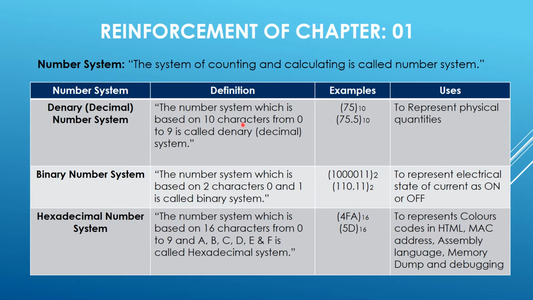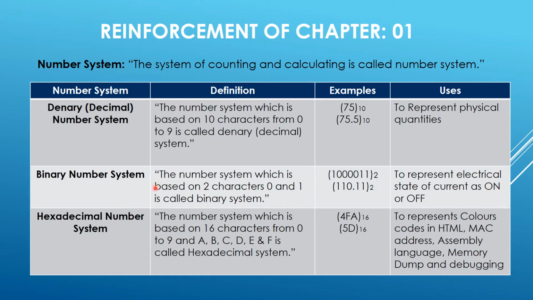The number system which is based on 10 characters from 0 to 9 is called denary or decimal number system. For example, 75 with base 10 is a decimal number. 75.5 with base 10 is also a denary number. Minus 75.5 is also considered a denary or decimal number. Decimal number systems are used to represent various sorts of physical quantities, for example current, weight, temperature, etc.